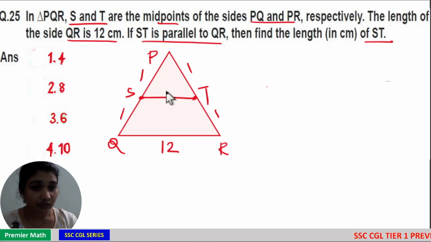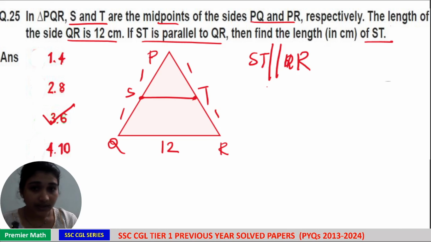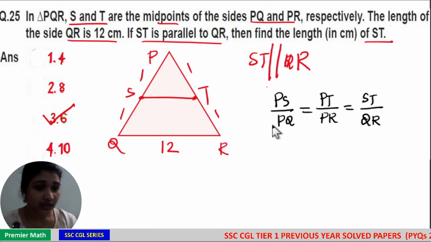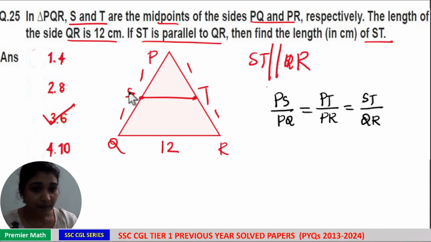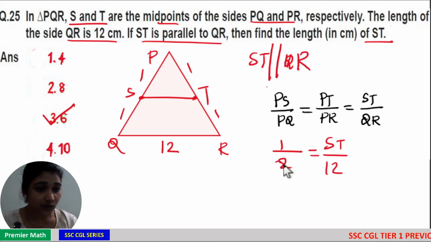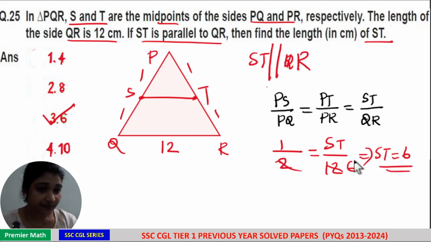Whenever a triangle is divided by a line which is parallel to one of its sides, there is a rule. Here ST is parallel to QR. Then I can say PS divided by PQ is in the same ratio as PT divided by PR, which is the same ratio as ST divided by QR. That is, here PS is equal to 1 unit and PQ is equal to 2 units, which is in the same ratio as ST divided by QR. QR is equal to 12 here. 2 goes 6 times in 12. Then ST here is equal to 6. Option 3 is your answer.